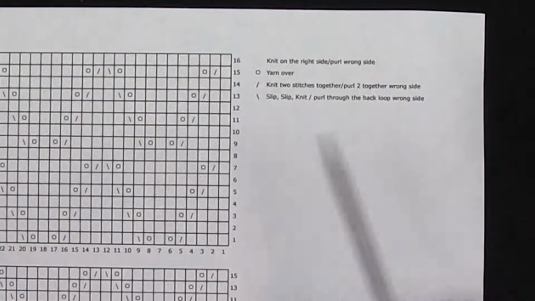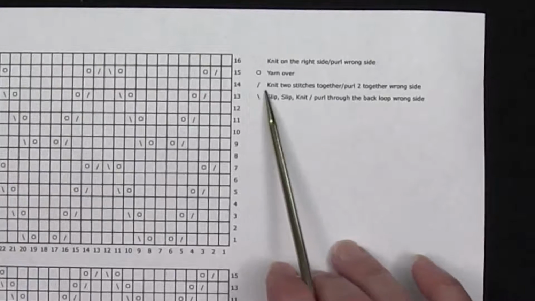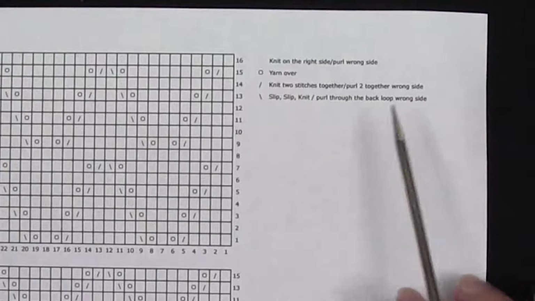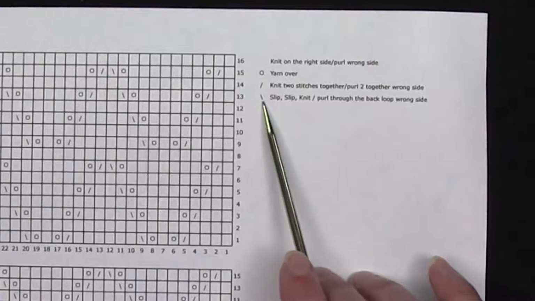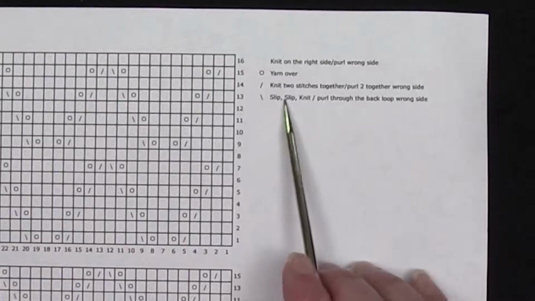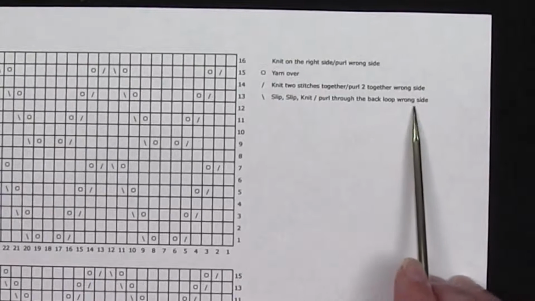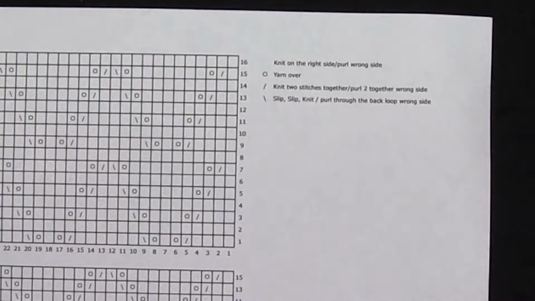And I do have a key here to tell me what I'm supposed to do for each. On the right side rows, I'm going to use this symbol to knit 2 stitches together, and on the wrong side row, I'm going to purl 2 stitches together. For this symbol, which is a left-leaning decrease, we are going to use a slip-slip knit on the right side and a slip-slip purl on the wrong side. And both of these we're knitting through the back loop, or purling through the back loop.